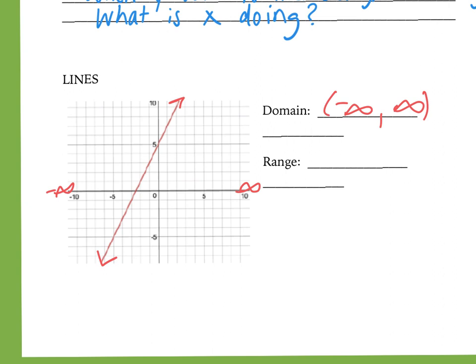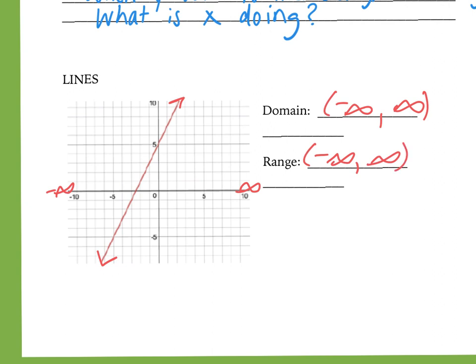Okay, the range. Again, this is bottom to top. So do we agree this is starting at down forever? So it'd be negative infinity. And it's going up forever. What is that? Positive infinity.